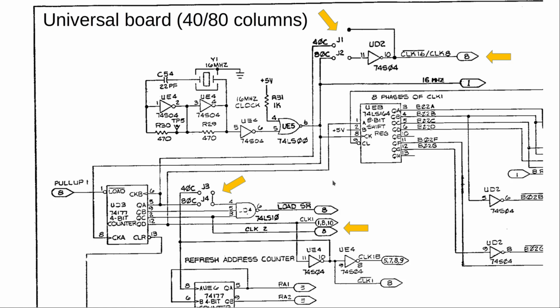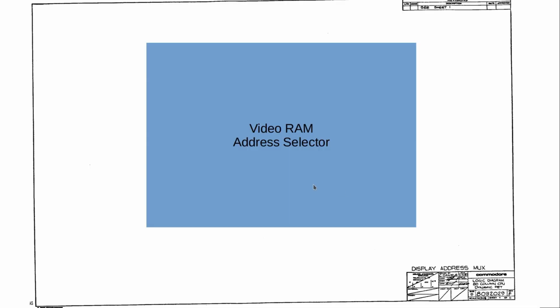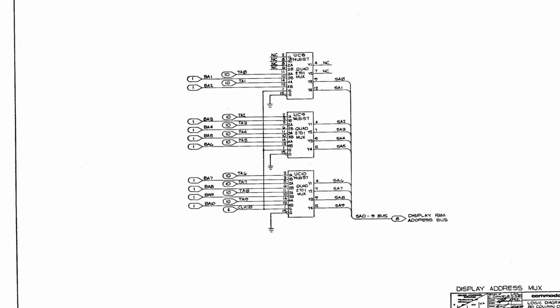So compared to the earlier versions with the discrete logic, in a way it's still the same, because you need the refresh address counter, and you still have that shift register and so on. But the importance for the actual video circuit has decreased, because the address counter is not used in the video anymore. Then we have the video RAM address selector, where you select between the CPU and the video RAM addresses. So we have the bus address 1, 2, 3, 4, 5, and so on from the CPU, and we have the TA0, TA1, and so on from the video chip.